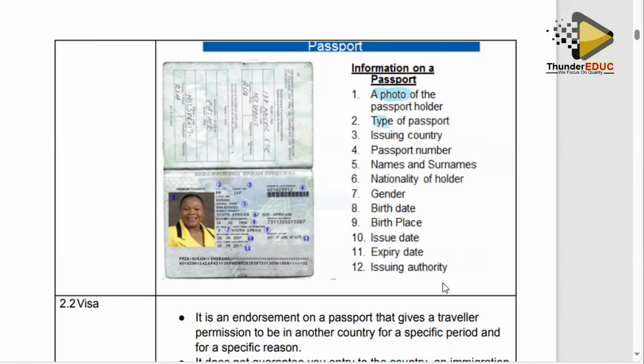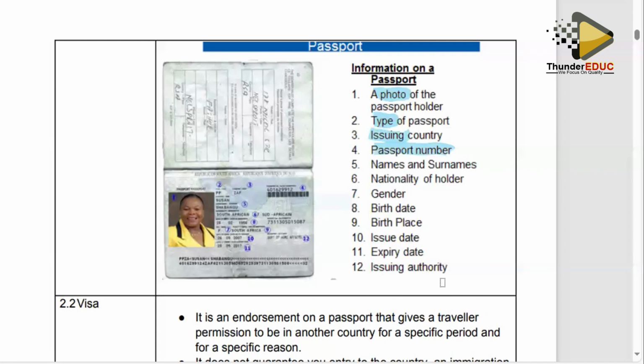Then we also have the type of passport. Is it a diplomatic passport? Is it a regular passport? Is it a tourist maxi passport? Then we also have the issuing country, which country is issuing that particular passport. Then we also have the passport number. The passport number is also used as your form of identification when you're in a foreign country. Instead of using your national ID number, you use your passport number as your identification.